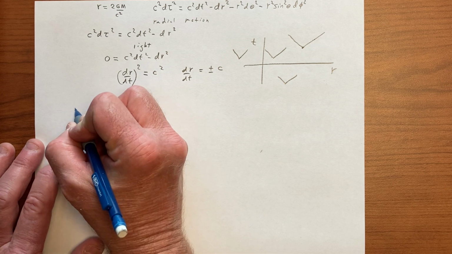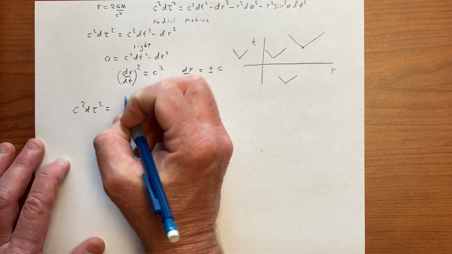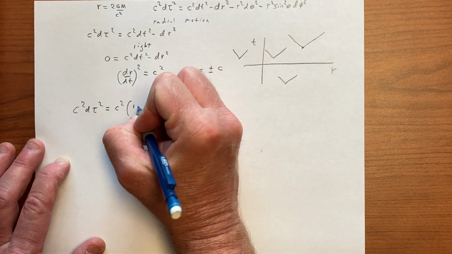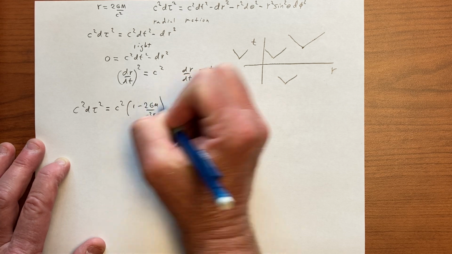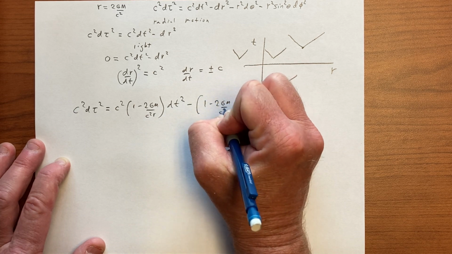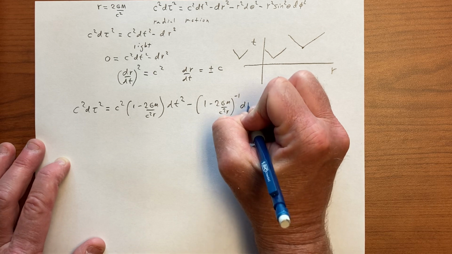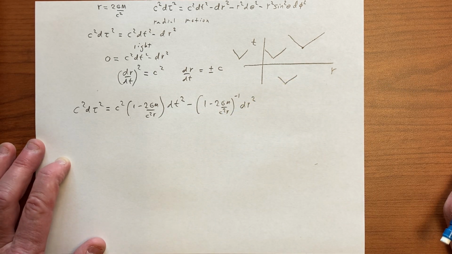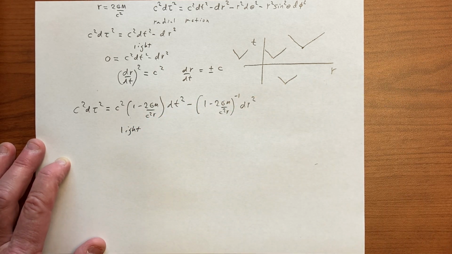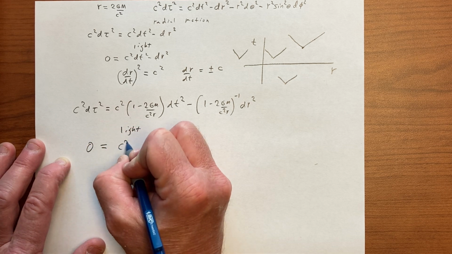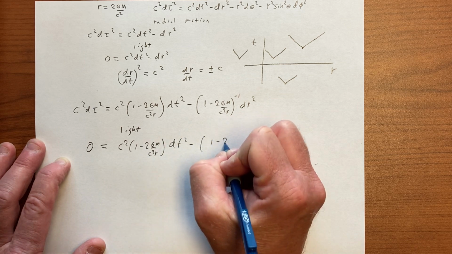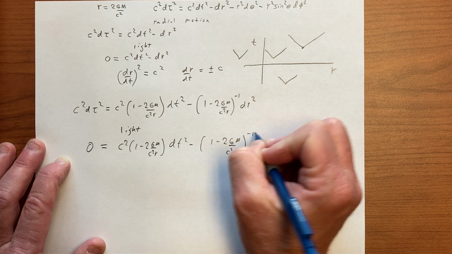And so to do that, we would have c squared dτ squared equals c squared times the metric coefficients, which is 1 minus 2GM over c squared r in front of the dt squared, minus 1 minus 2GM over c squared r to the minus 1 dr squared, for radial motion. And then we can say light, radial motion for light in the same way, as given by this. So we have 1 minus 2GM over c squared r dt squared minus 1 minus 2GM over c squared r to the minus 1 dr squared.